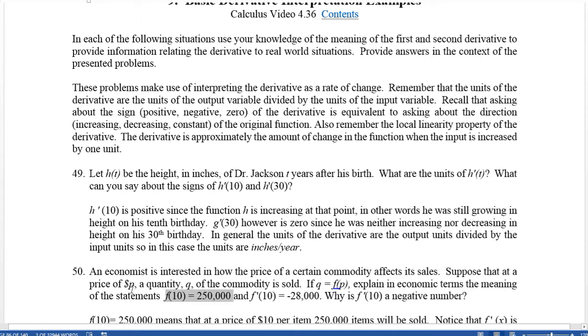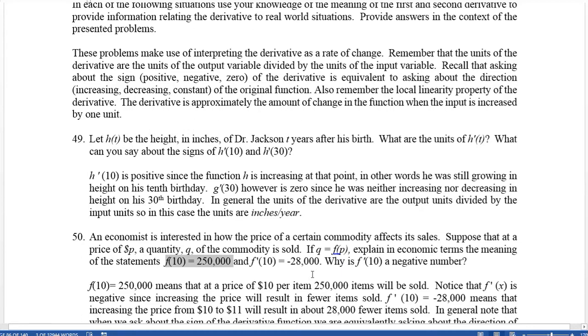So that says when the price is $10 per item, so that's a unit price, and then we sell 250,000 of those items, whatever that commodity is. Okay? Now, the F prime of 10 says that the derivative is negative 28,000 when the price is $10 per item. That's the instantaneous rate of change.